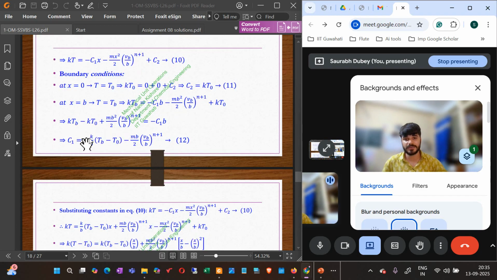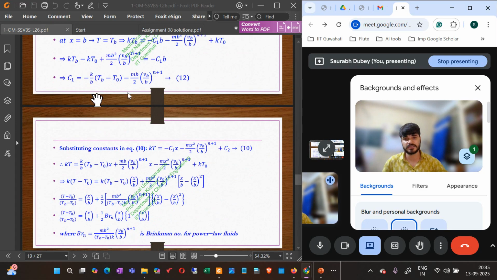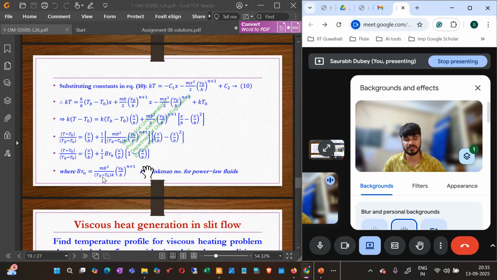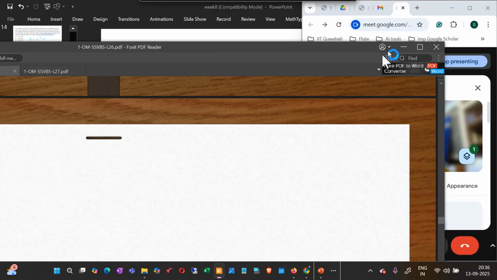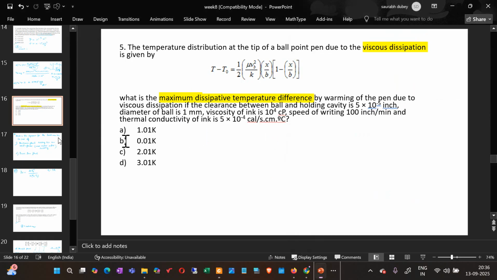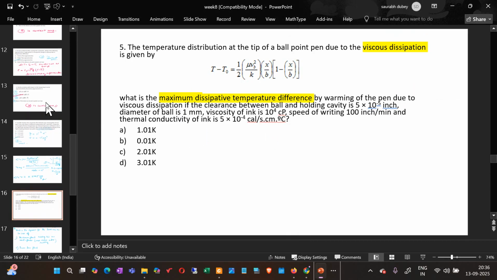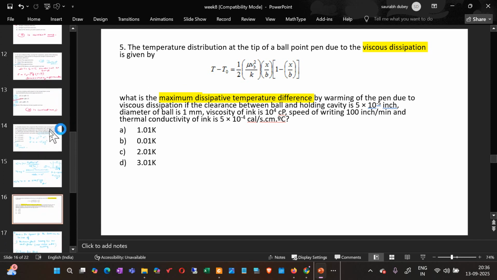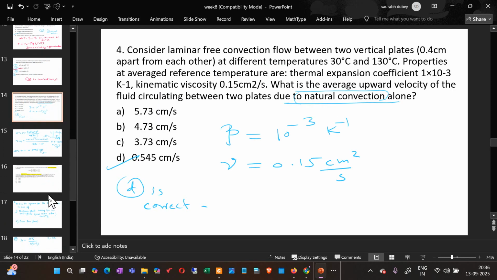So what you are having is these C1 and C2 can be evaluated, and finally the expression for the temperature you are having this. So now the Brinkman equation for the power law, right? So that was the question that we were asking. So let me just write that. The Brinkman equation for the power law fluid. I think we were writing it here.